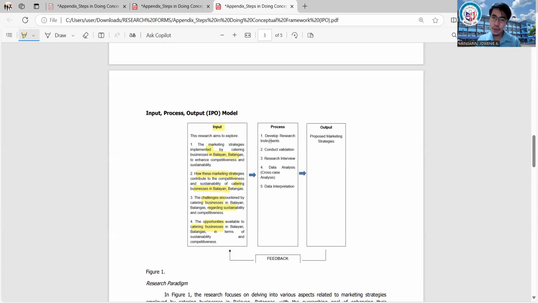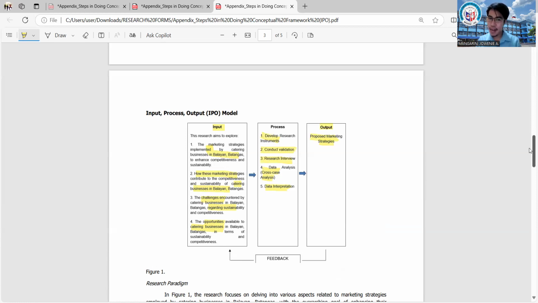Number one, they will be developing a research instrument. Then after nilang makapag-develop ng research instrument, ipapa-validate nila yung instrument na yun. After that, magko-conduct sila ng interview. Then after that, i-analyze ang data sa pamamagitan ng cross-case analysis. Then lastly is i-interpret na nila yung data nila. Hanggang sa makarating sila doon sa kanilang output, which is magpo-propose sila ng marketing strategies para sa mga catering businesses na meron tayo dito sa Balayan.